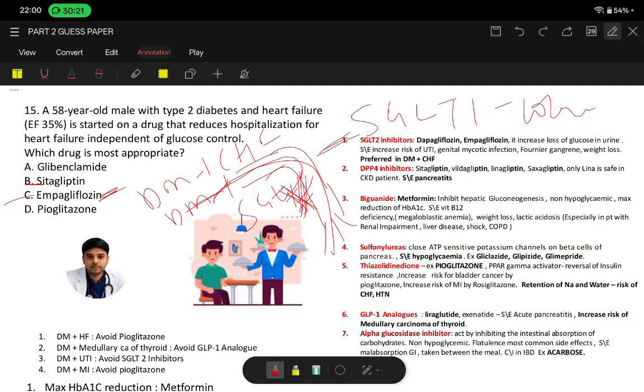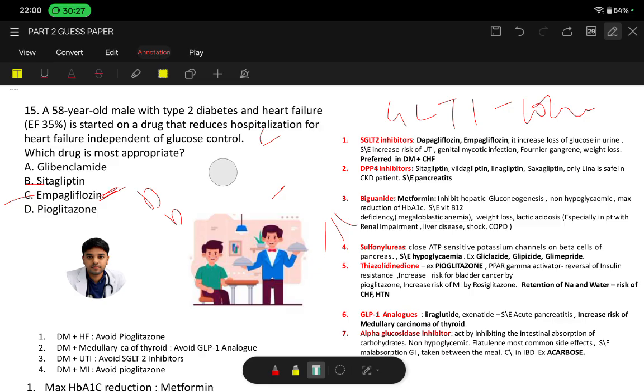So tell me, if there is more loss of glucose in the urine, then what happens? Obviously, if there is more sugar, there will be infection. So what are the side effects? UTI and genital mycotic infections are very common. Got it? So never forget this one.